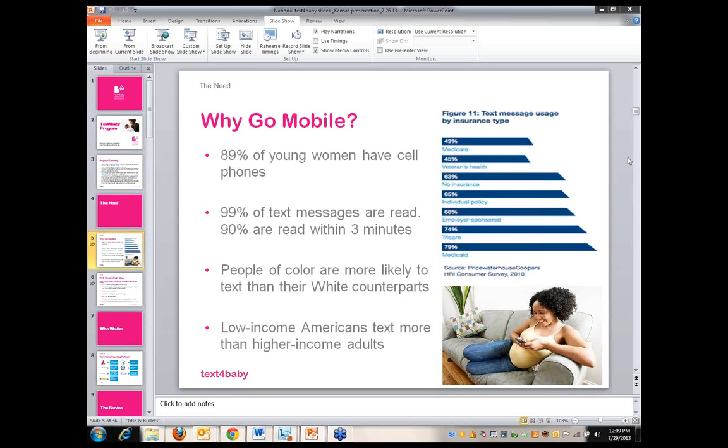Clearly, just by that data, it resonates so much with me and the staff here, and it's why this whole concept of mobile health and bringing in a Text4baby concept in the United States came to be. Here's a tool. Here's cell phones that women are not only using personally, but also to gather information. So we thought, wow, this is a great opportunity to communicate messaging through a cell phone. People of color are more likely to text than their white counterparts, as well as lower income Americans text more than higher income adults.